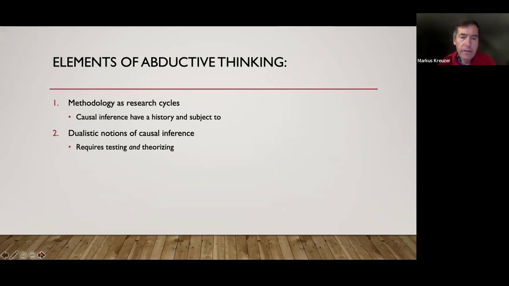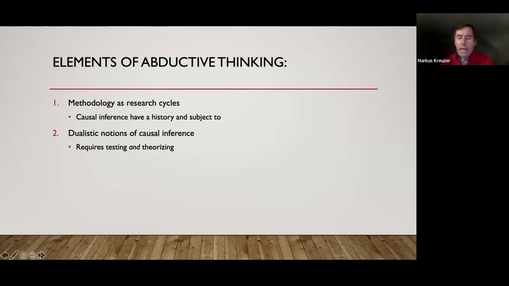characteristic of this abductive thinking is that comparative historical analysis employs a more dualistic notion of causal inference, where causal inferences require not just rigorous testing, but also theorizing. That theorizing is important because you also want to have testworthy hypotheses that give you confidence that your results actually provide you with some answers.